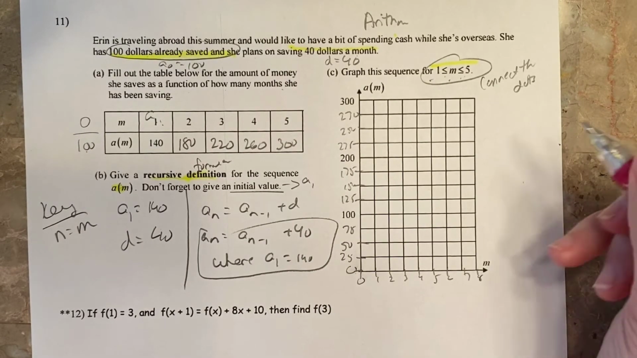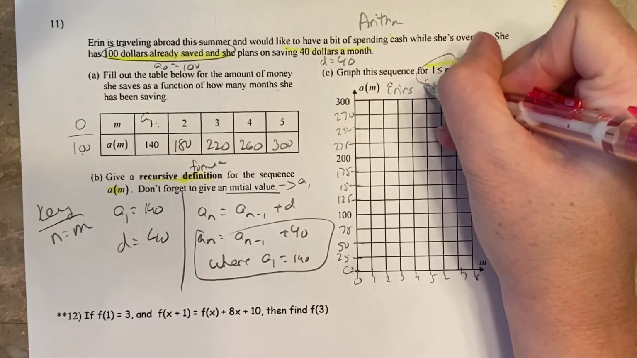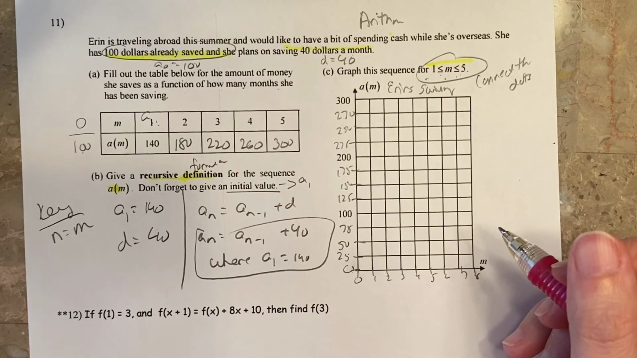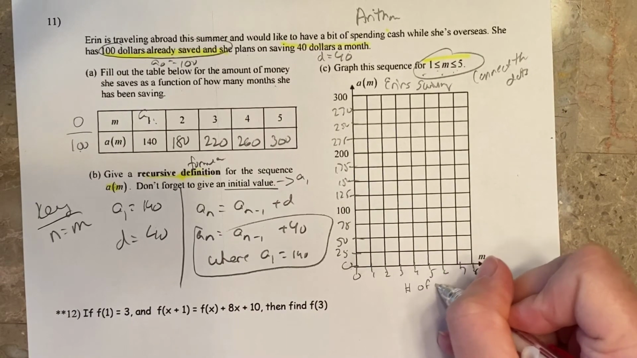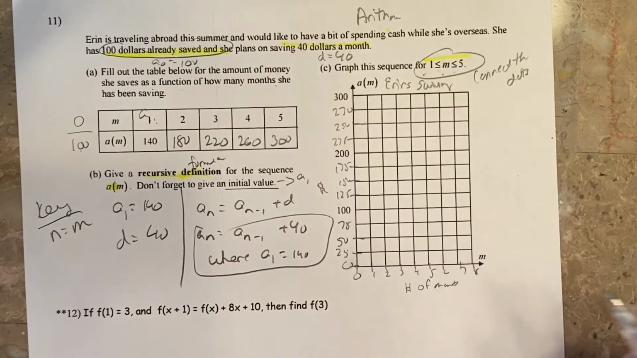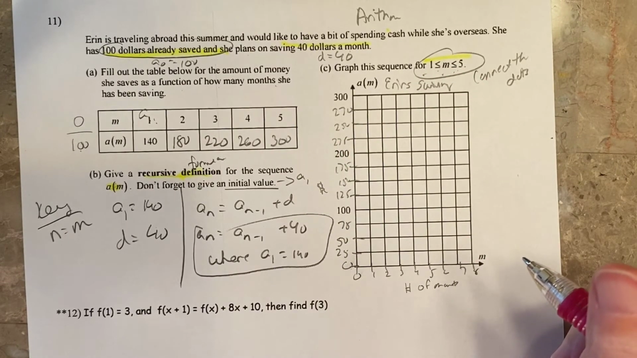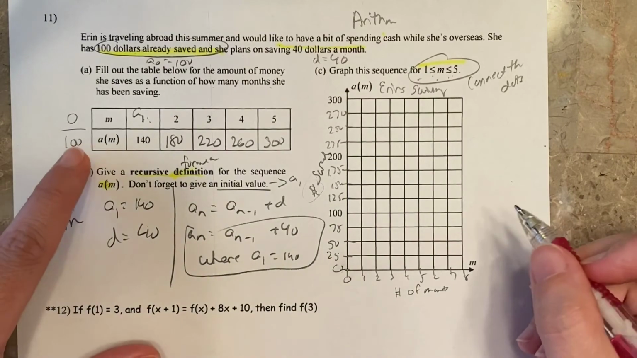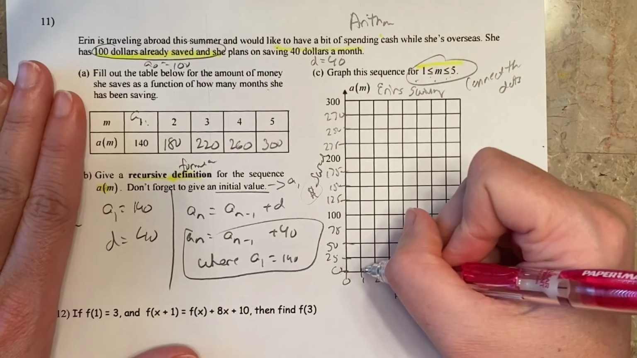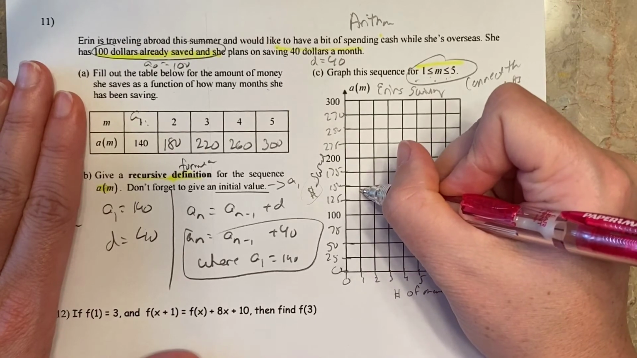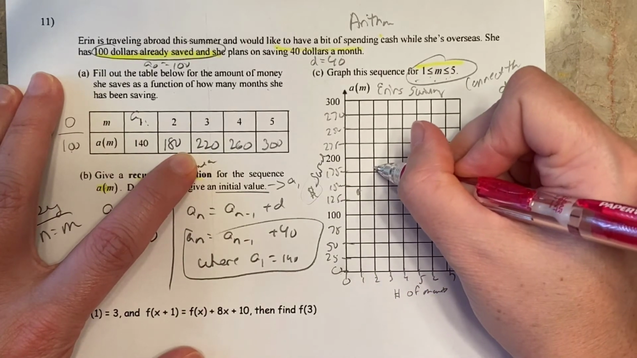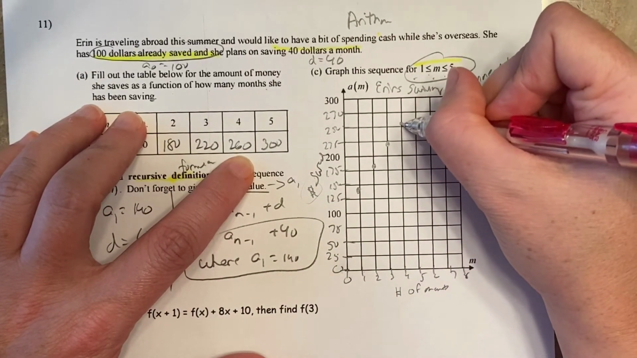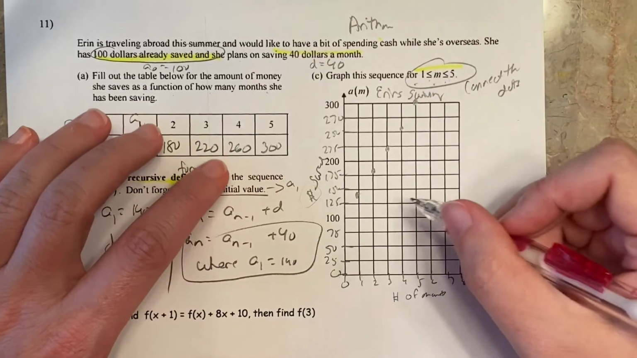Okay, and then we'll write Erin's savings, because we should always have a title. And then this should be number of months, and this should be money over here. The full amount of money she saves as a function of how many months she has been saving. So this is money saved, and this is number of months. Okay, so we're not going to plot that one, even though I wrote it. So 1 goes with 140, 2 goes with 180, 3 goes with 220, 4 goes with 260, and 5 goes with 300, and you connect them.